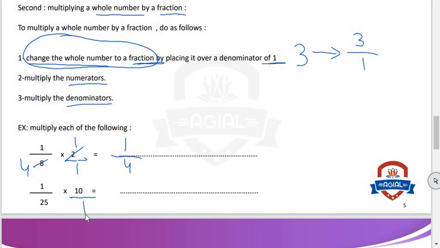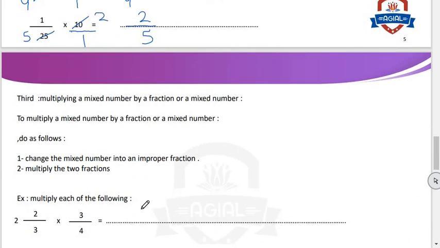25 and 10, what is the common factor between them? Excellent, 5. We can divide both of them by 5. 25 divided by 5 equals? Well done, 5. And 10 divided by 5 equals? Great job, 2. Multiply 2 by 1 equals? 2. And 1 by 5 equals? 5. So the result will be 2 over 5 in the simplest form.